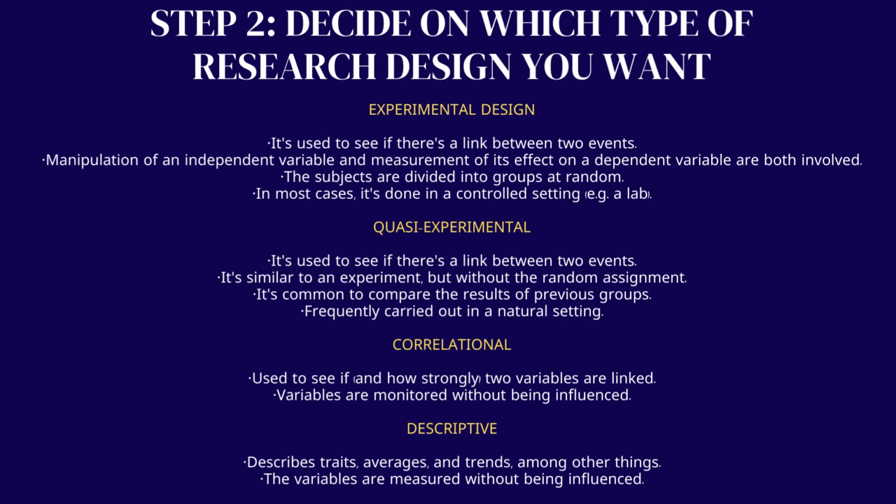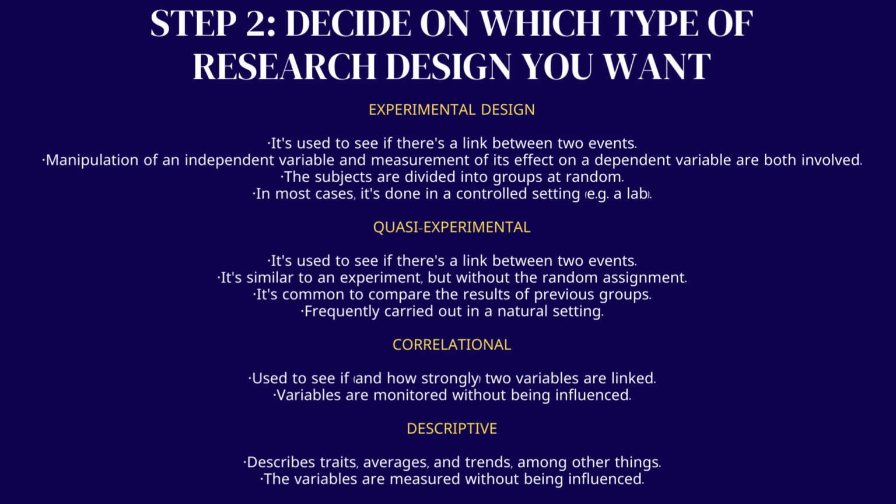Quasi-experimental. It's used to see if there's a link between two events. It's similar to an experiment, but without the random assignment. It's common to compare the results of previous groups. Frequently carried out in a natural setting.